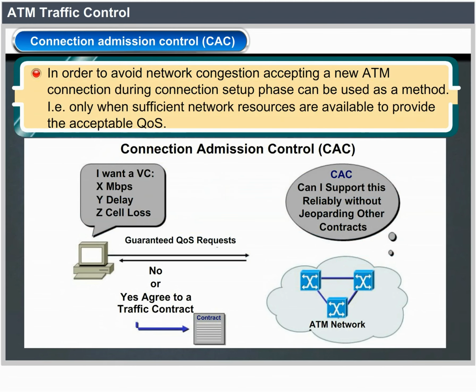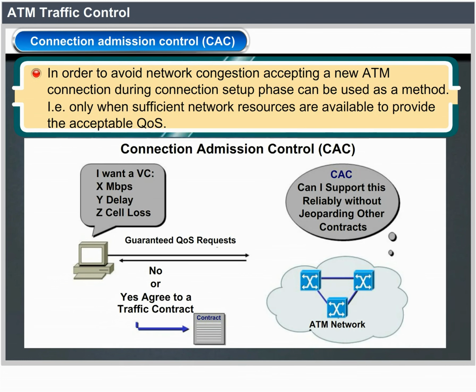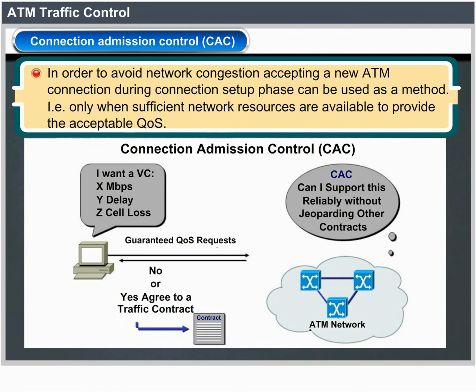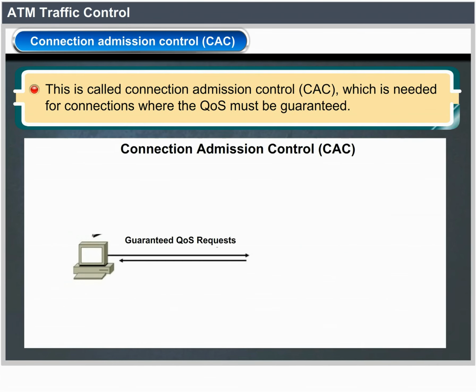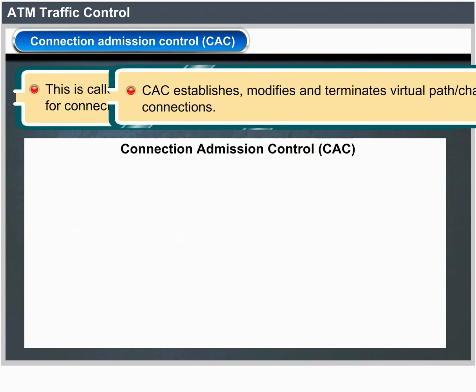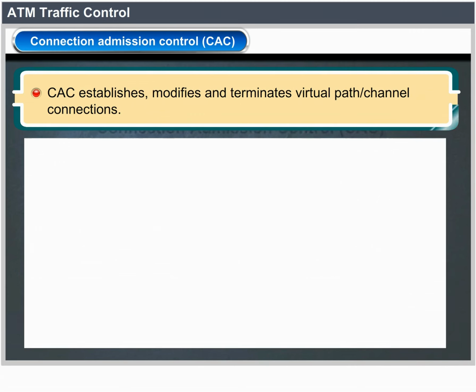One method to avoid network congestion is to accept a new ATM connection during the connection setup phase only when sufficient network resources are available to provide the acceptable QoS. This is called Connection Admission Control, CAC, which is needed for connections where the QoS must be guaranteed. CAC establishes, modifies and terminates virtual path or channel connections.